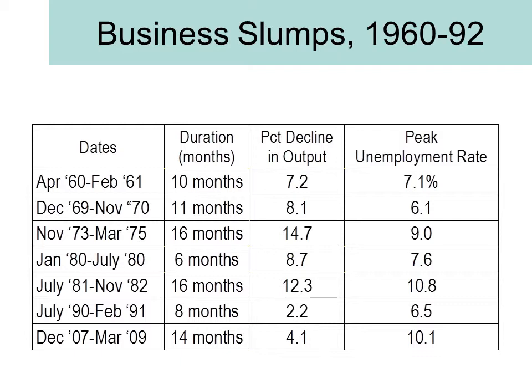Now, how about the Great Recession? Well, it lasted 14 months from December of 07 to March of 09. The latest estimates, I just actually looked this up on Bloomberg, is that the percentage decline in output was 4.1% for that period, total decline of 4.1%. And unemployment actually did get above 10%, to 10.1%.